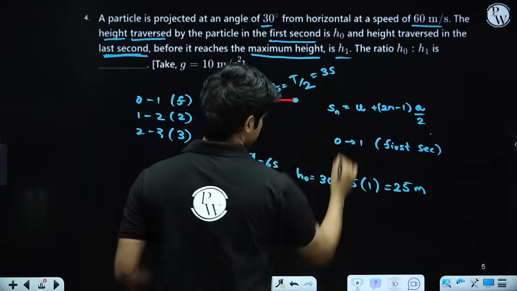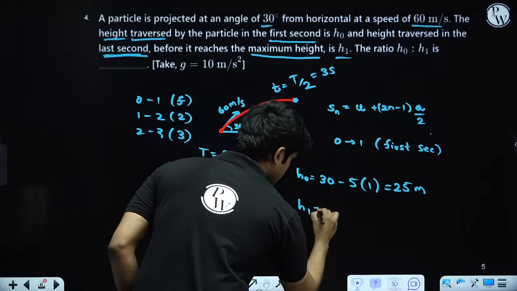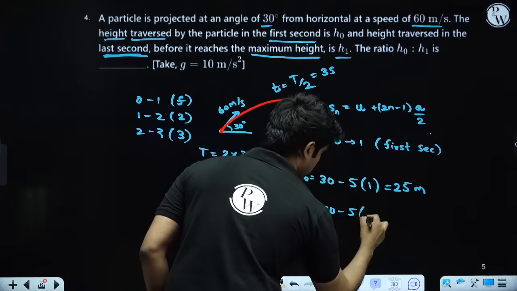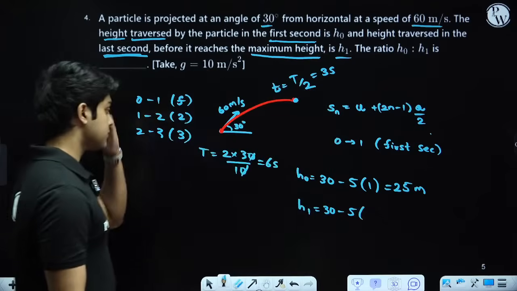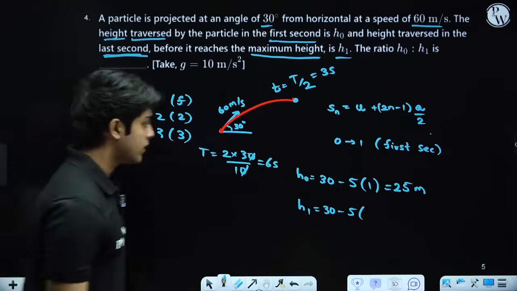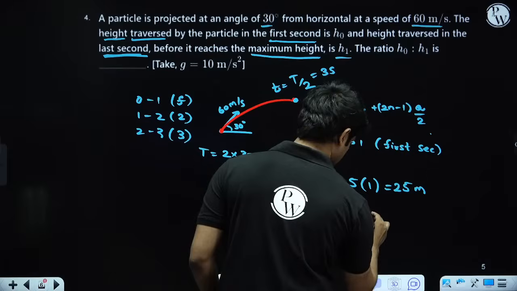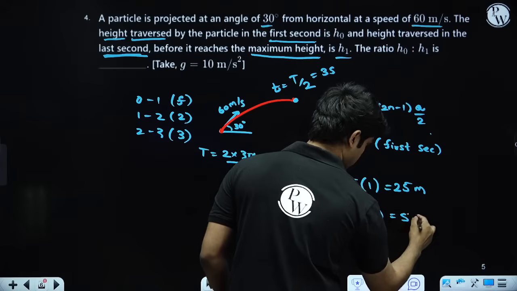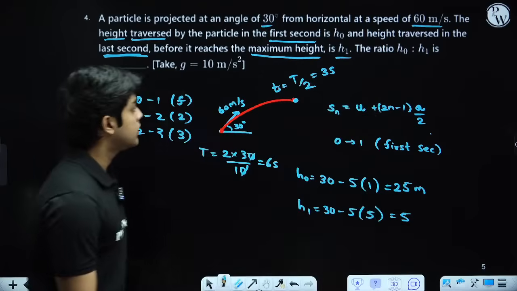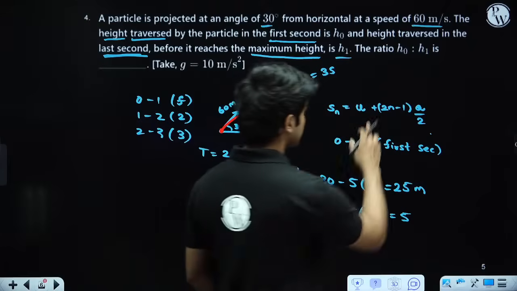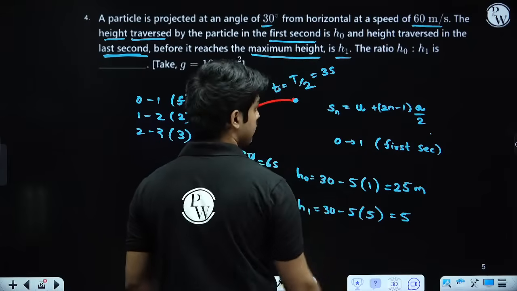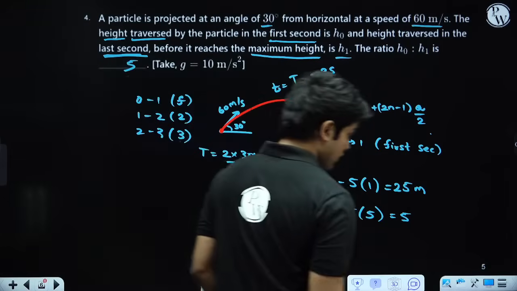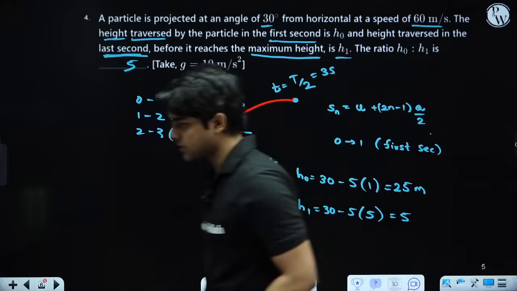That is given to be h1. So h1 is 30 minus g by 2, times 5, multiplied with 6 minus 1, which is 5. So 30 minus 25 is 5. The ratio of h naught divided by h1 is going to be 5. Okay, so this answer is 5. I hope that is clear.